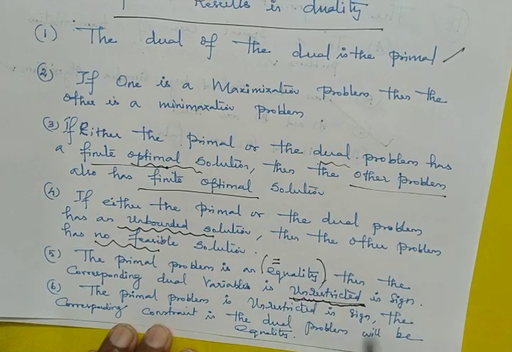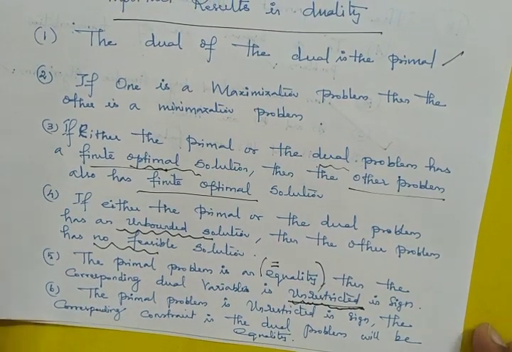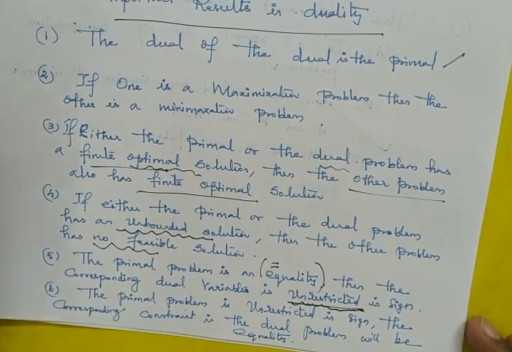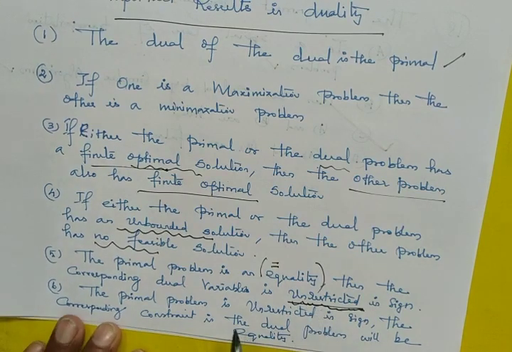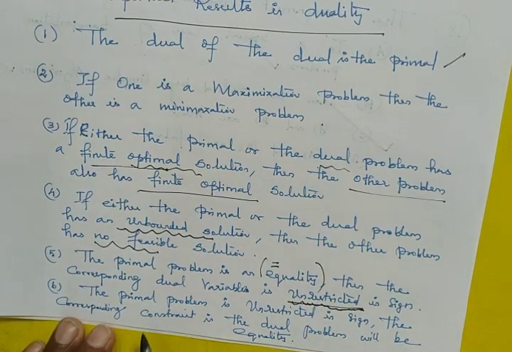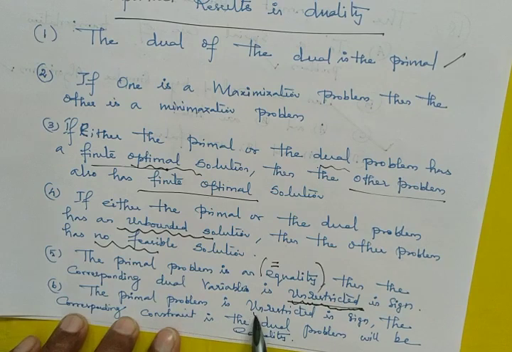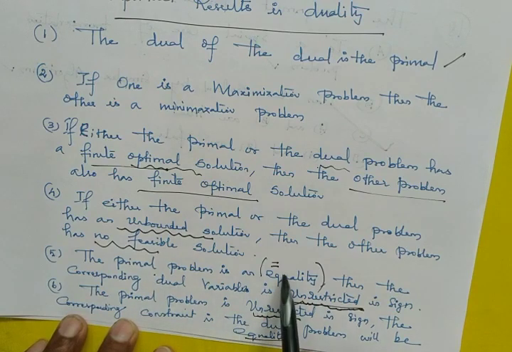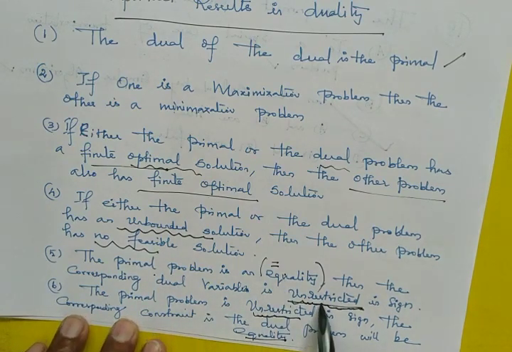What is the meaning of unrestricted? It should not be only greater than, it may be in any form. There is no restriction in the sign. It may be any. If the primal variable is unrestricted, the dual becomes what? Equality. If the primal is equality, the dual comes unrestricted. If primal is unrestricted, dual comes equality. So vice versa cases only.